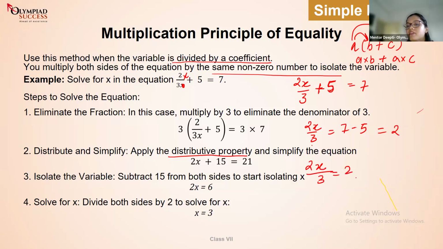Now what happens in the transferring part is, whatever is in division, now 3 is in division, it will go in the multiplication, and whatever is in multiplication, that is 2 is in multiplication with x, 2 will go in the division. So whenever we are transposing, the operations are changed.